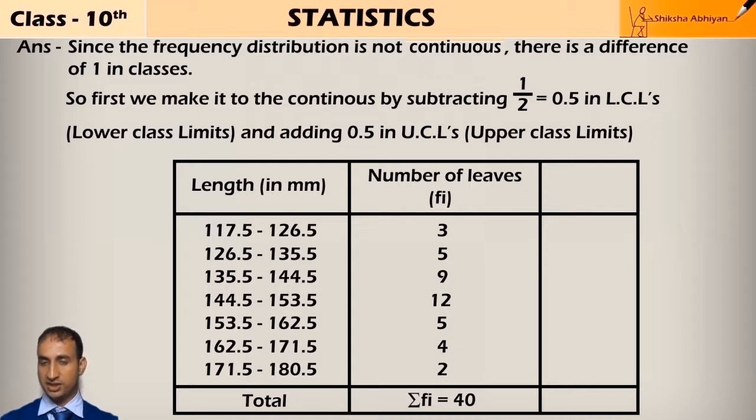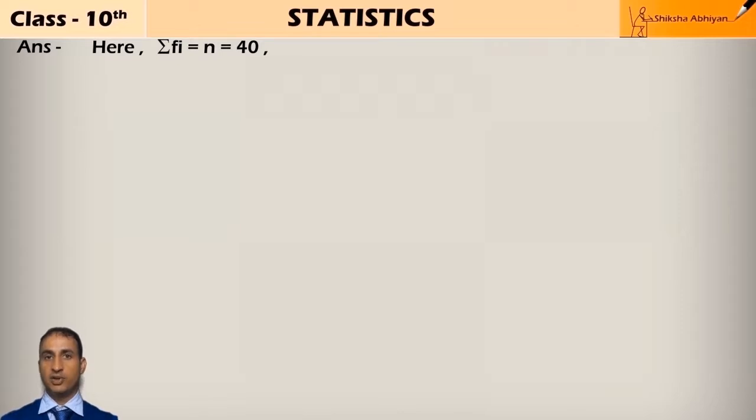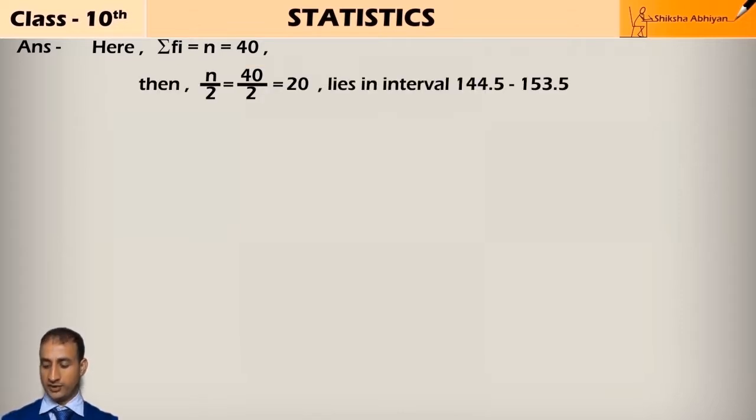summation of frequencies is 40 and the cumulative frequency is 3, 3 plus 5 is 8, 17, 29, 34, 38 and 40. Here sigma f = n = 40, n by 2 is 20, which lies in class 144.5 to 153.5. Now the median class is 144.5 to 153.5.